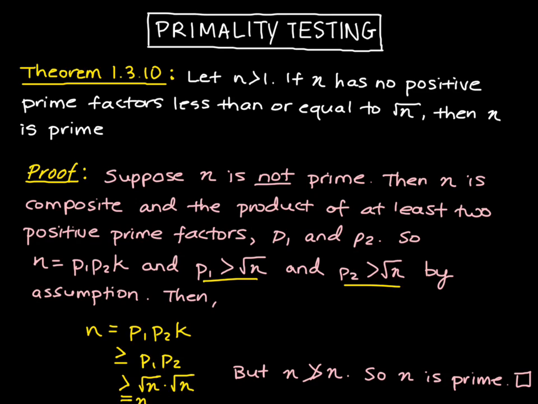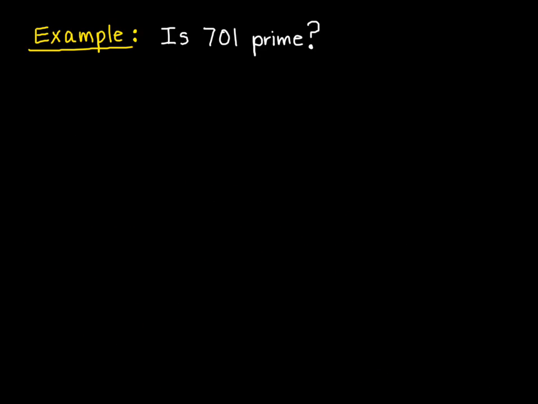And so now let's look at how we can use this theorem to prove whether or not a given number is prime. We have the number 701. The first thing to note is that the square root of 701 is equal to 26.476. The previous theorem tells us that if this number is prime, it has no positive prime factors less than or equal to 26.476. So let's list out the prime factors that are less than 26.476.